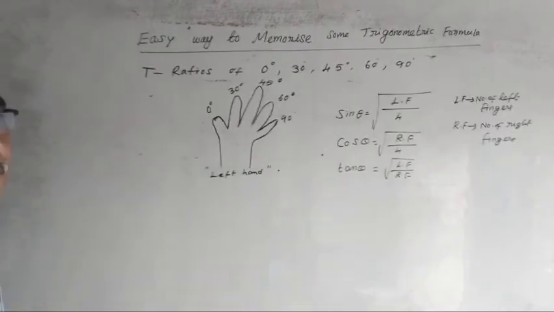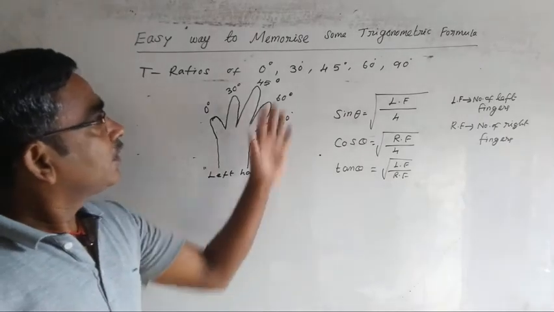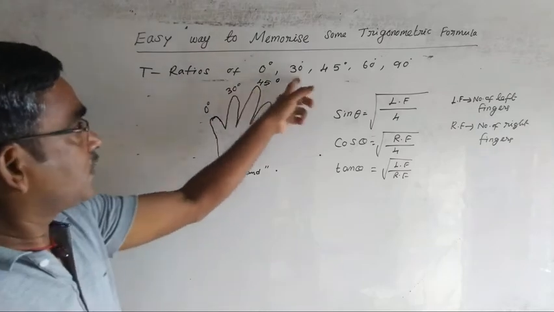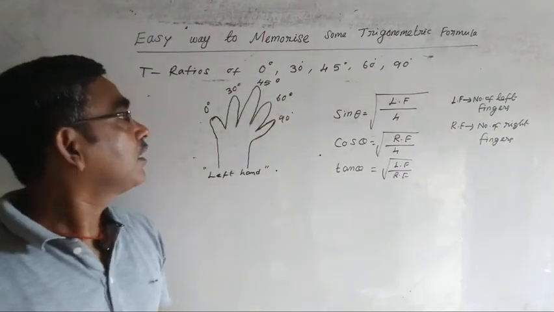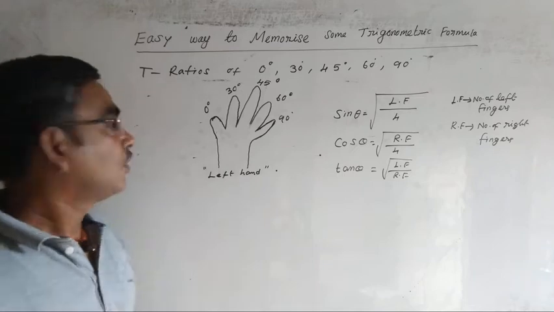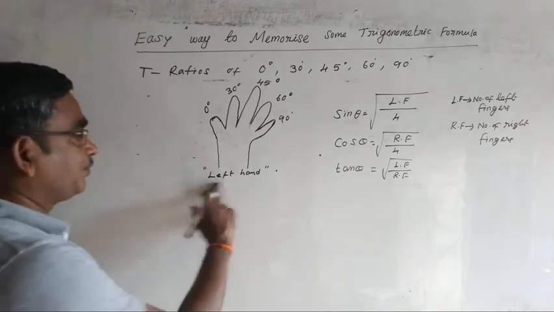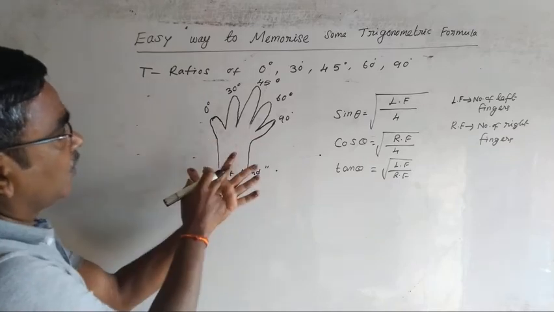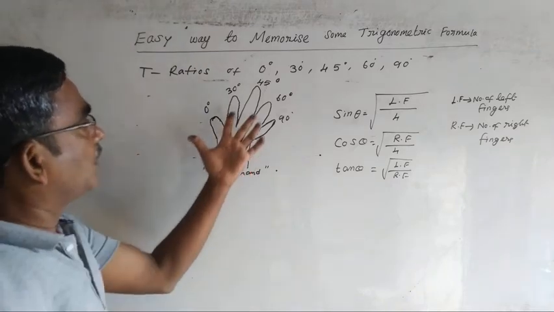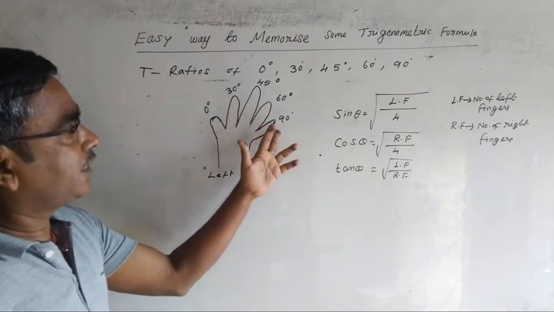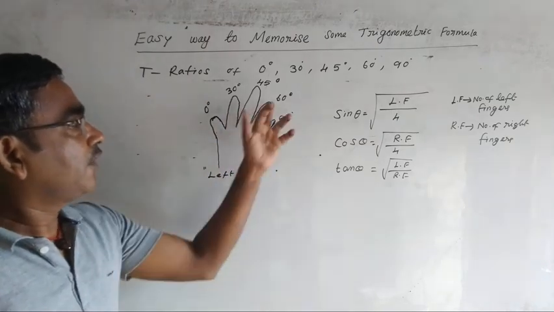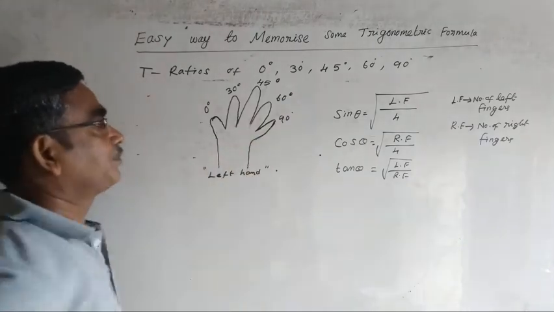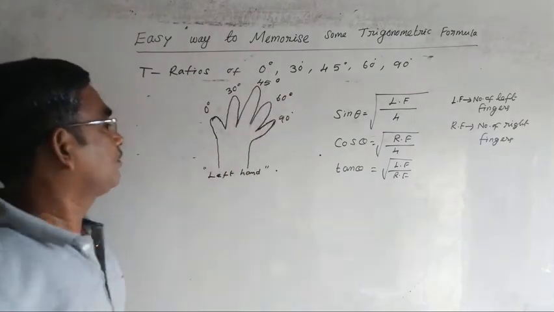Now we'll come to trigonometric ratios of 0 degree, 30 degree, 45 degree, 60 degree and 90 degree. How to find that? You take your left hand. The thumb finger, you can put 0 degree, and sequentially the next become 30 and 45, 60, and the ring finger is 60, small finger becomes 90. So you can mark it like that.